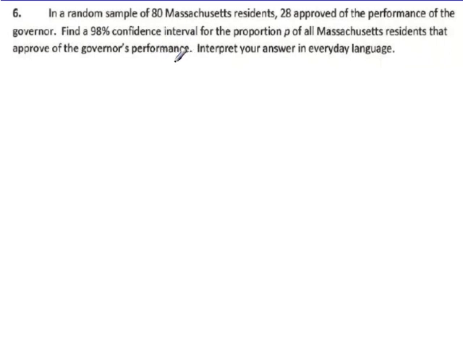So this is a proportion problem where we're looking for the proportion of all Mass residents that approve of the governor's performance. So what we usually do is work with a sample proportion, P hat, which is the number of successes R out of the total number of trials, which is N. So in this problem, that's the number of people that were actually questioned in total, which was a random sample of 80 Mass residents. Only 28 approved of his performance.